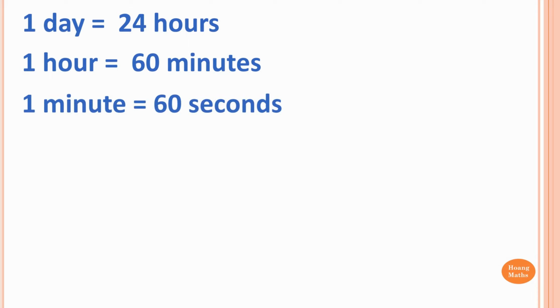Let's go through a few recaps first. The first one is 1 day is equal to 24 hours. And 1 hour is equal to 60 minutes. And 1 minute is 60 seconds.